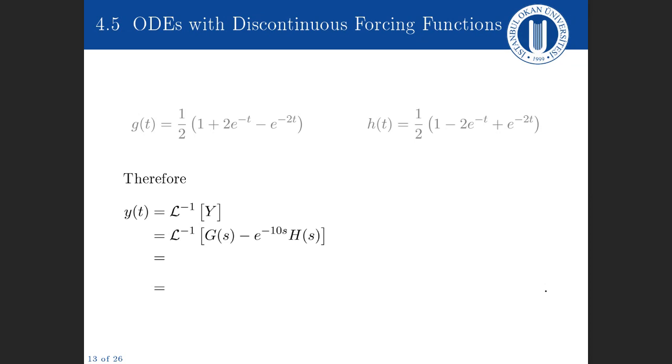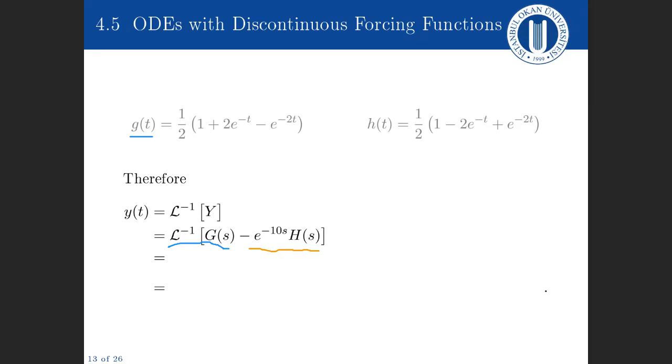Because capital Y is capital G minus e to the power minus 10s capital H, we want to find this. The first part is easy. Inverse Laplace transform of capital G is just small g. What about the second term?